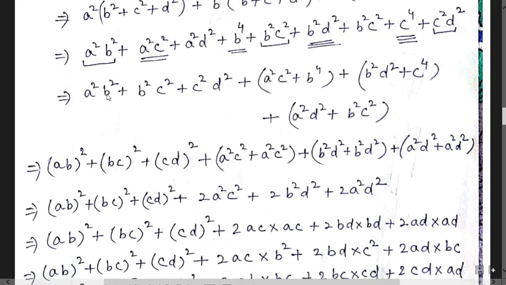Now what next? It can be written as ab square, bc square and cd square. And what about these? A square c square plus, in place of b square you can write AC. It means b raised to power 4 is a square c square. And what about c raised to power 4? C square can be written as BD. It means this term is b square d square. What about BC? BC can be written as AD. It means it's a square d square. Now twice of this term, twice of this term, and twice of this term is there.